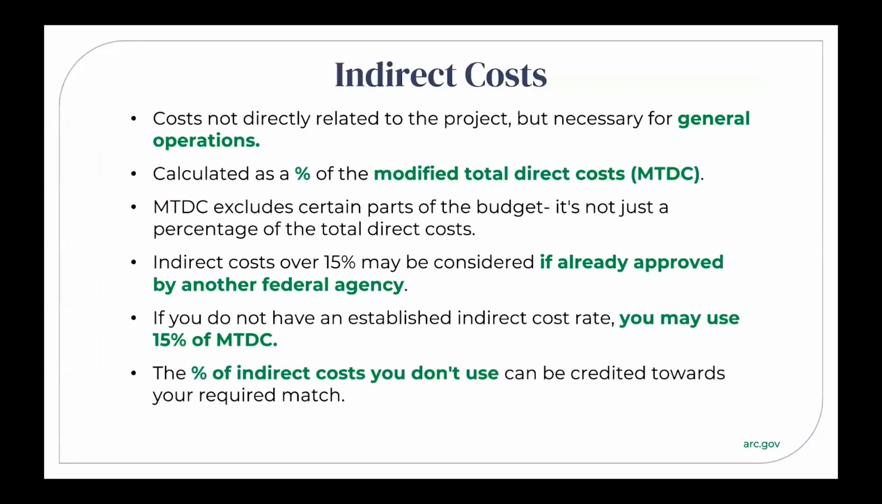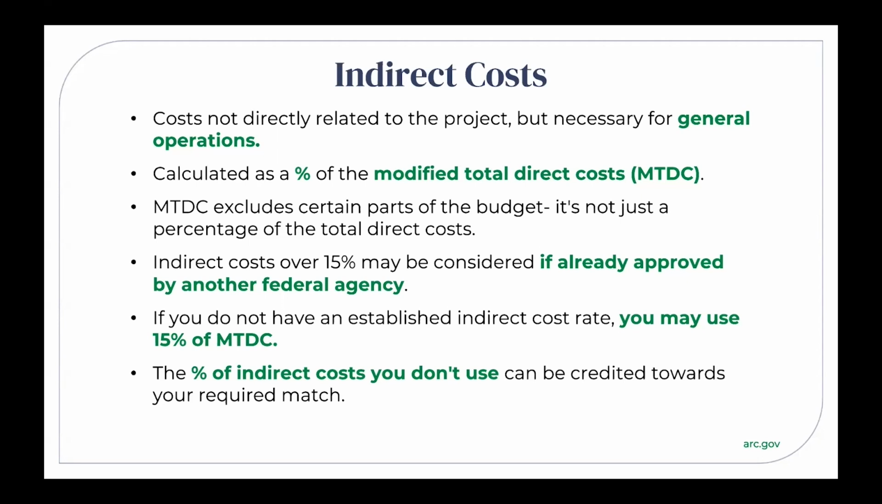Generally, indirect costs are those not related to the project directly, but are necessary for general operations. For example, rent, utilities, accounting, record keeping, things like that. Like I said before, the indirect cost rate is a percentage of the modified total direct cost, or MTDC. MTDC excludes equipment, capital expenditures, tuition, scholarships, participant support costs, and the portion of each subaward in excess of $50,000.